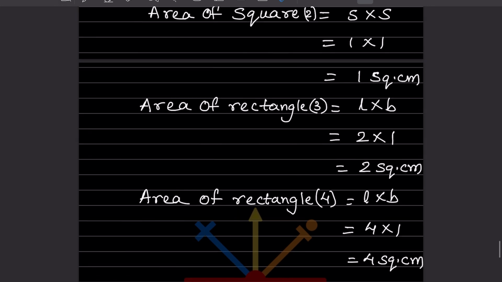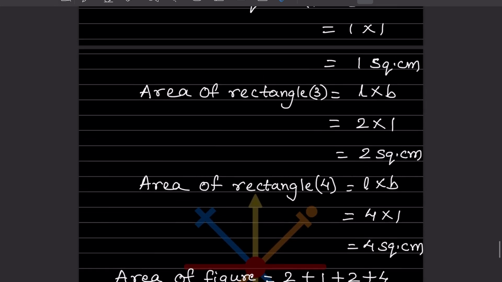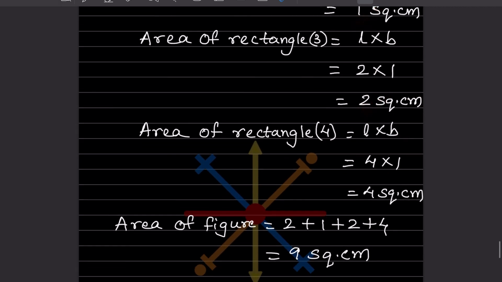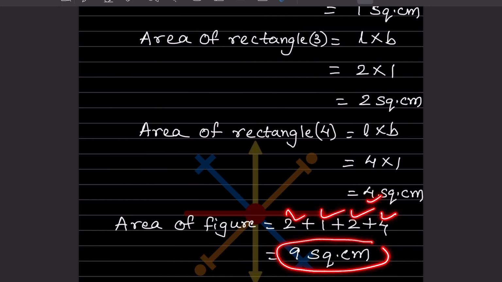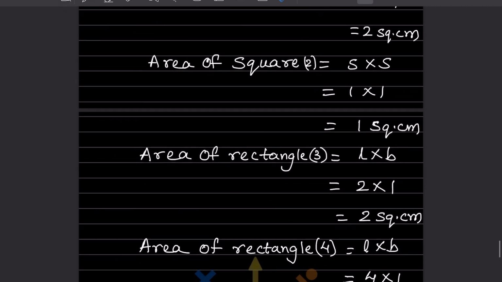So we got all the 4 things. When we combine all 4, we get the area. So this is 2, 1, 2, 4, which altogether is 9 square centimeter. So you have to see properly and just mark and get the answer. That is area. You don't get it directly.